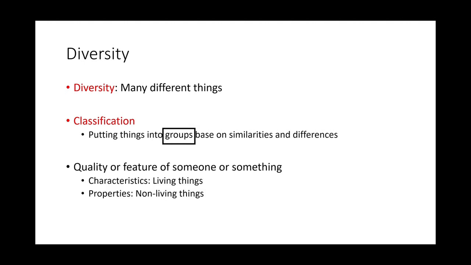Now, when you talk about a quality of something that is alive, you call it characteristic. For example, if you say that your friend is tall, that is his characteristic. When you say a loaf of French bread is very long, you call it property because it is not alive. So characteristic we refer to things that are alive. Properties we use on things that are not alive.